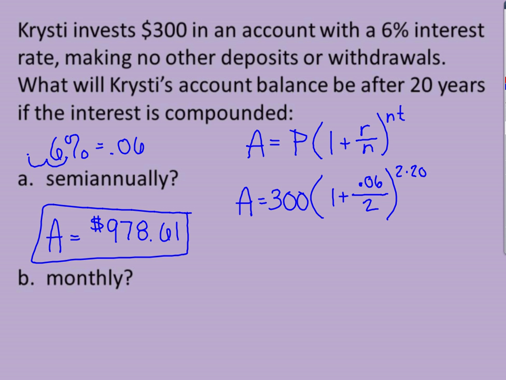Now we're going to do the same thing again, but this time it says we're doing monthly. So that means it's done 12 times per year. That's the only thing that's going to change. So instead of a 2, we are going to have a 12. And if we put that into our calculator, we're going to get $993.06.